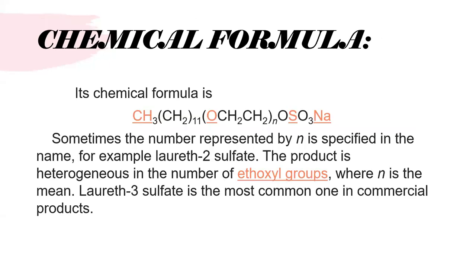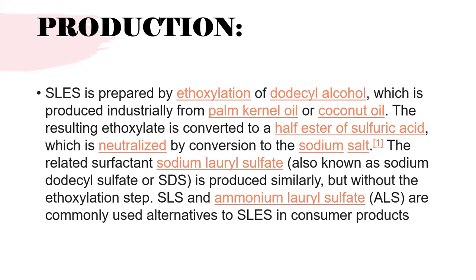Chemical formula. Its chemical formula is CH3(CH2)11(OCH2CH2)nOSO3Na. Sometimes the number represented by n is specified in the name, for example, laureth-2 sulfate. The product is heterogeneous in the number of ethoxyl groups, where n is the mean. Laureth-3 sulfate is the most common one in commercial products.